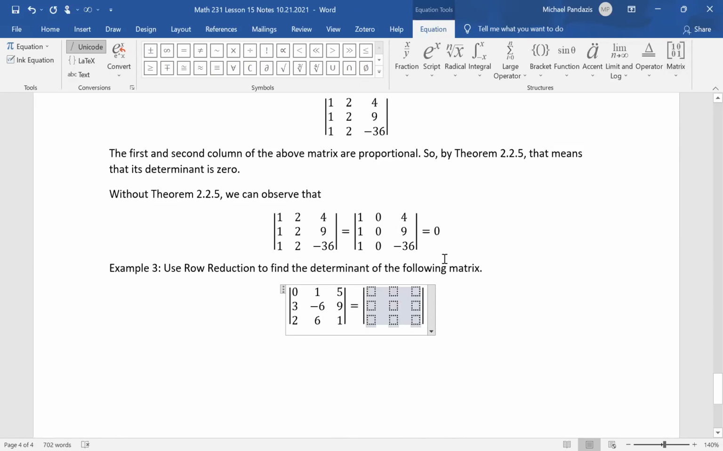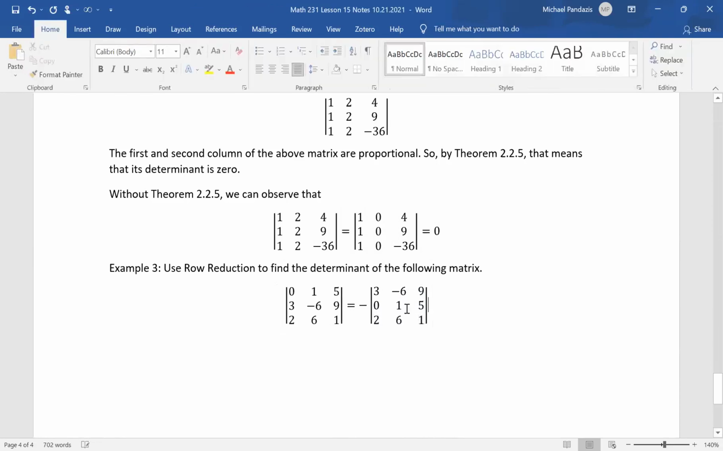Okay, so first I'm going to switch the first and second rows of this matrix. And so when I switch the first and second rows, the relationship is that the determinants are negatives of each other. So you get 3, -6, 5, 3, -6, 9, 0, 1, 5. So I switch the first 2 rows, and that means that the third row stays the same, but their determinants are negatives of each other.